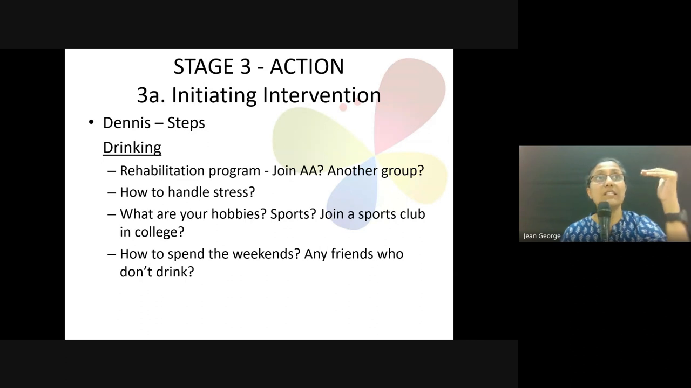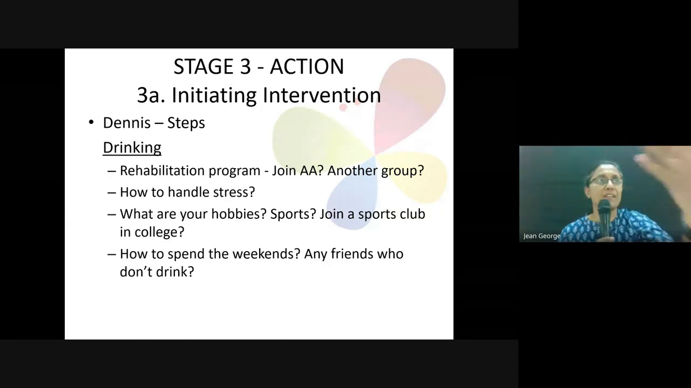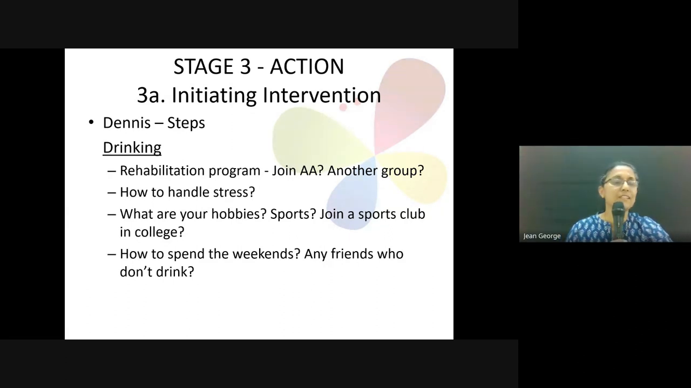Right, so these are all steps towards stopping drinking. You get that? So when he says, I want to stop drinking, the question that I may ask is, okay, if there were the first two steps you could make to stop drinking, what would be the initial few steps? Then he may come up with some of this. I've just put it up to give you an idea about the steps that you can take forward. Okay? All right, clear?